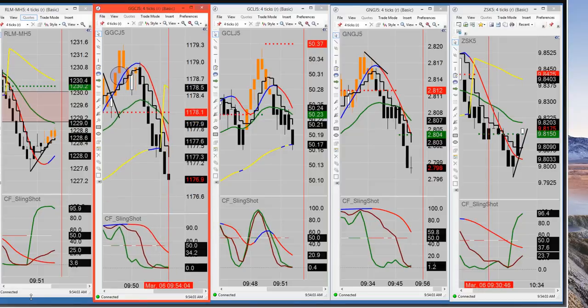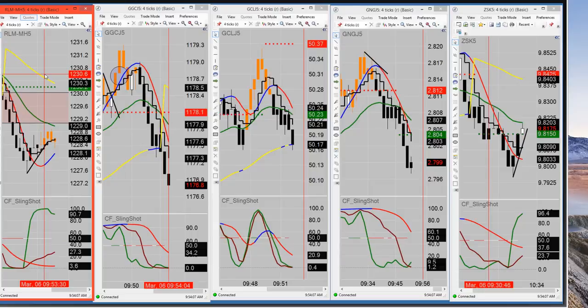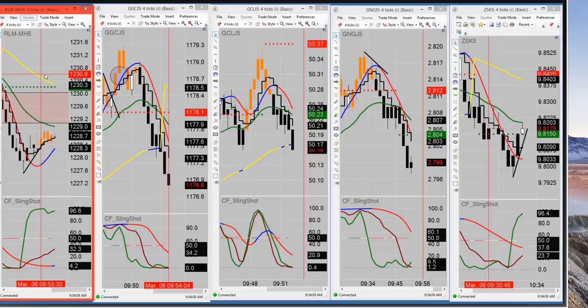They are up overhead. Yeah, they are. On the Russell there's just a little room in between them. And the Russell. But it's okay. I'm just waiting for a trade setup to happen here.